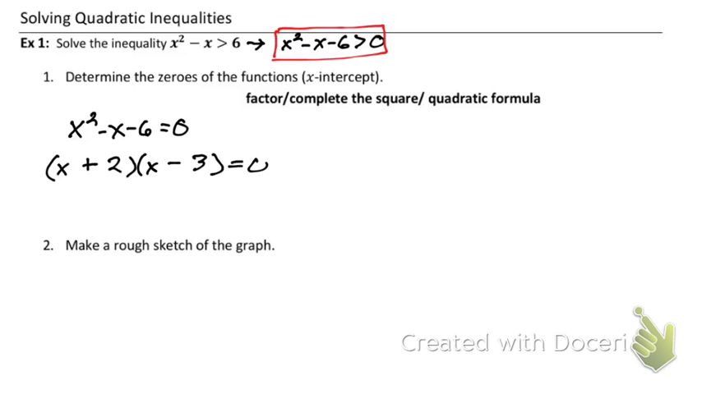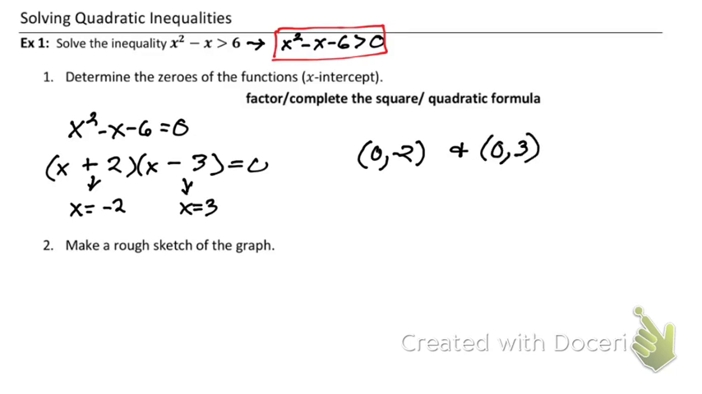All right, so that means that we have x-intercepts at x equals negative 2 and x equals 3. In other words, we know 2 points that are on the graph. We know 2 points, and that would be (-2, 0) and (3, 0). Those are 2 points that are on this graph.